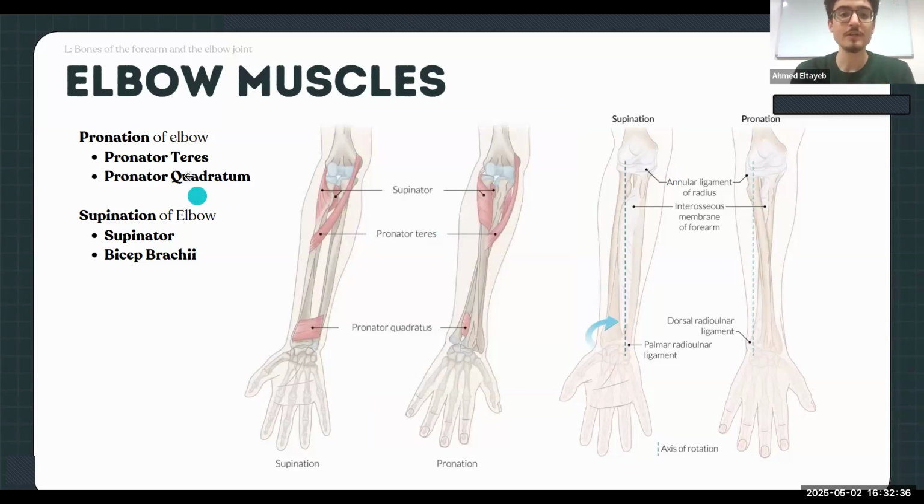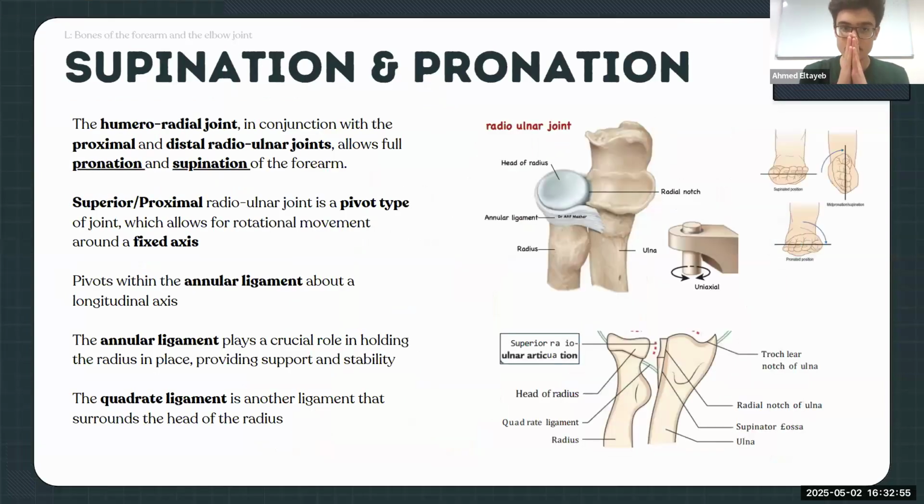We discussed pronation. These are the two muscles, pronator teres and pronator quadratus. From their names, it's very easy to memorize. Supination, you have the supinator right here, and biceps brachii, which is up in the upper arm, as Ahmed discussed. And we'll talk more about supination and pronation.